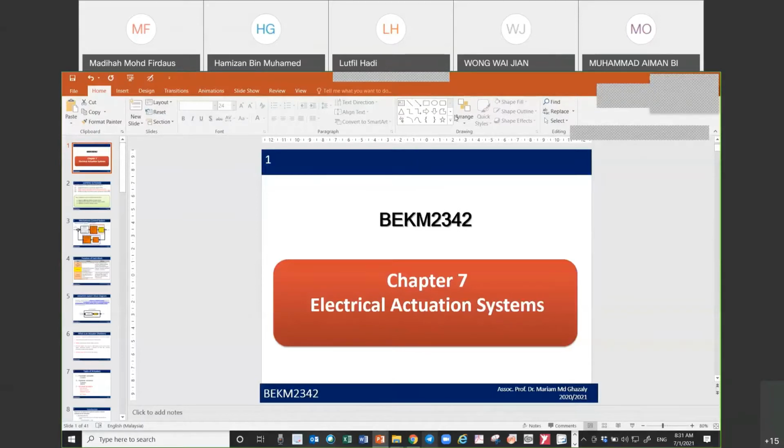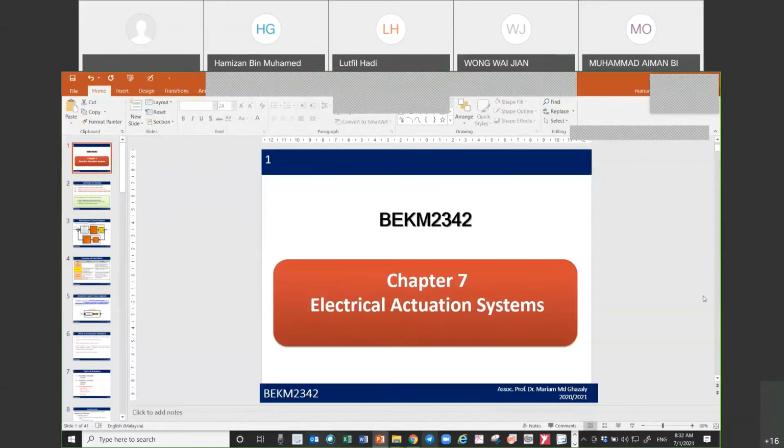Okay, can you see the screen right now? Boleh nampak screen? Boleh?